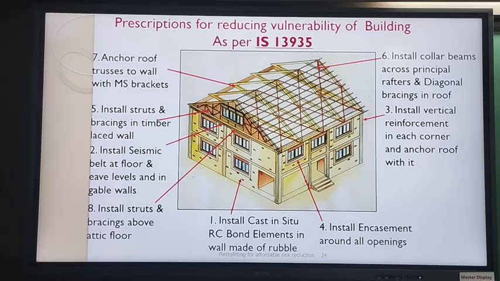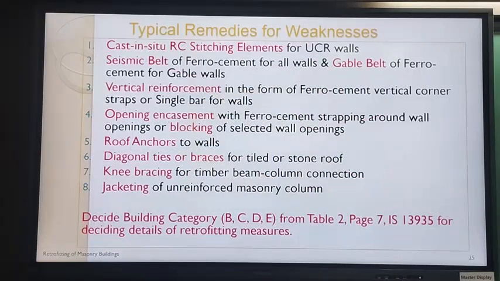All right. Okay, and install struts and bracings above the attic floor. So if you have an attic floor which is made of timber, or it can even be made of angles and stone. Okay, because that's also a very common thing that is done in many places where you have little girders or channels or something and stone is placed. So that will also have the same problem. They will have to provide the diagonals and the struts.